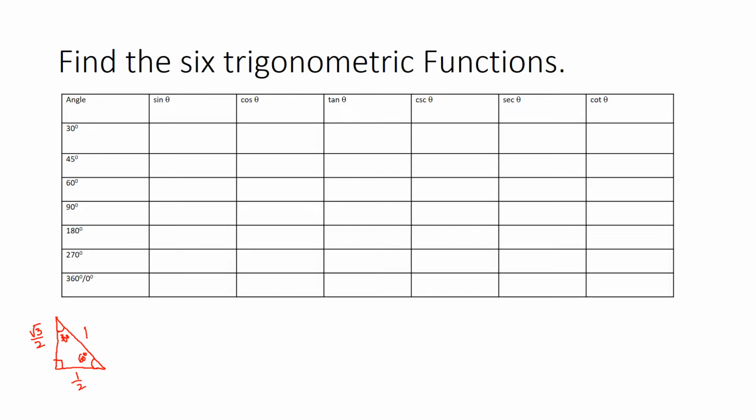And then we also have to consider that we've got our 45 degrees triangle. We have that as square root of 2/2, square root of 2/2 here, and we have 1 here. And then, these are the things that we are considering here in looking for the different values of our trigonometric functions in a unit circle.